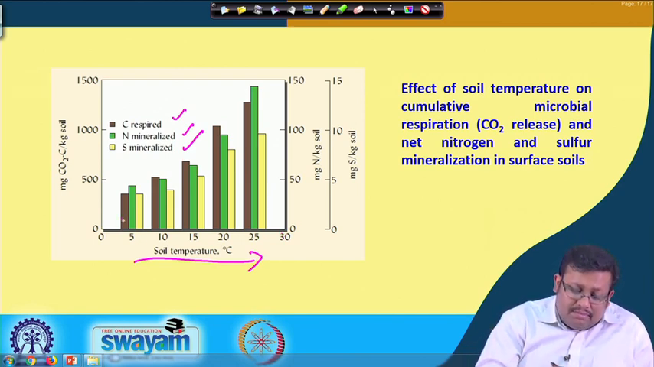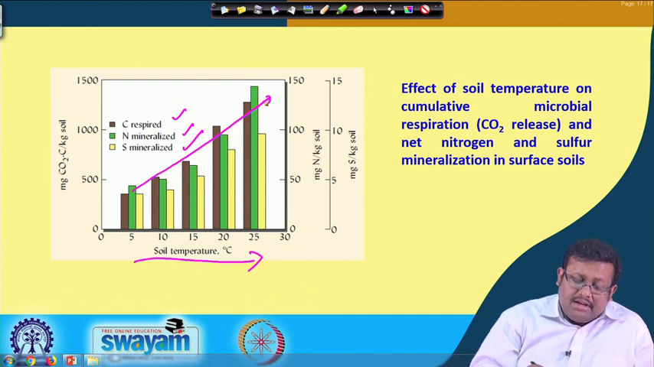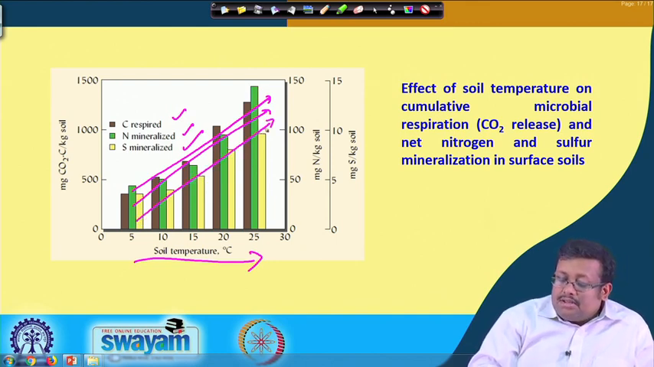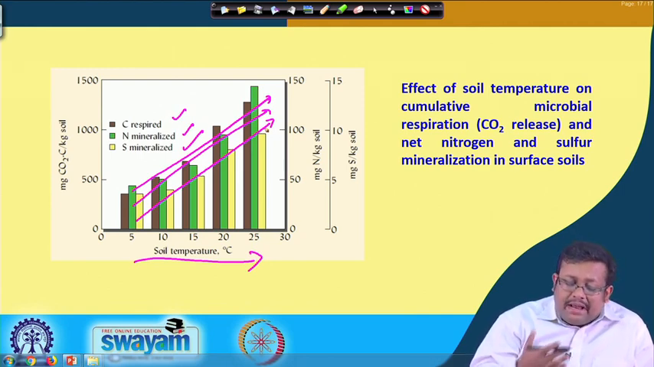The amount of carbon respired is continuously increasing from 0 degrees to 30 degrees centigrade. Nitrogen mineralization is also increasing from 0 to 30 degrees centigrade. Likewise, sulfur also gets increasingly mineralized from 0 to 30 degrees centigrade. So this shows the effect of soil temperature on cumulative microbial respiration.